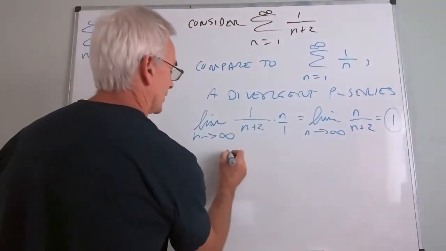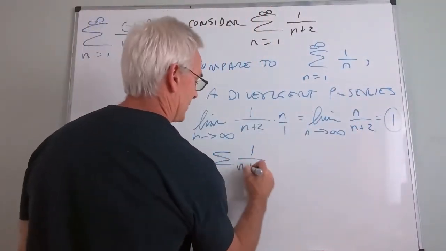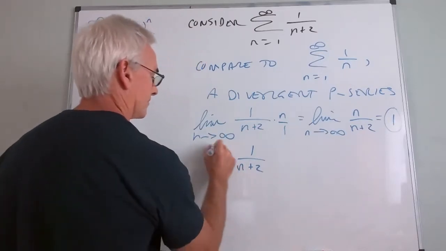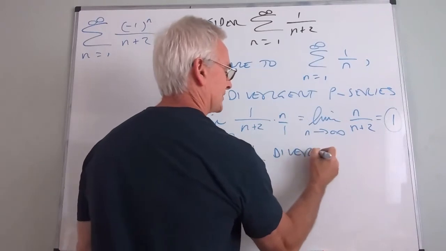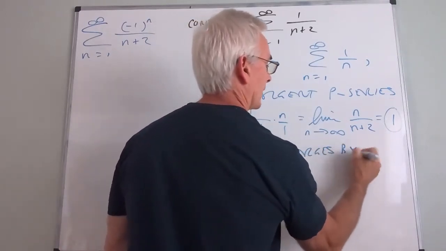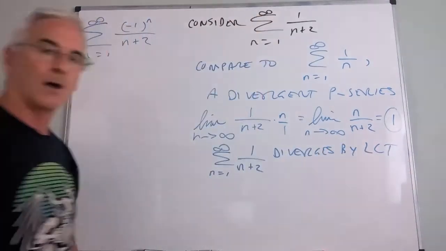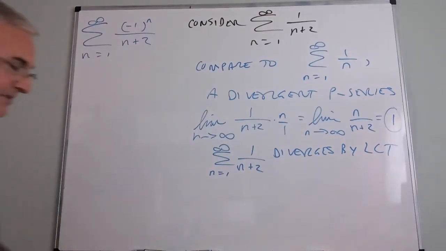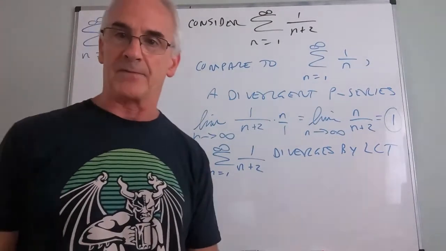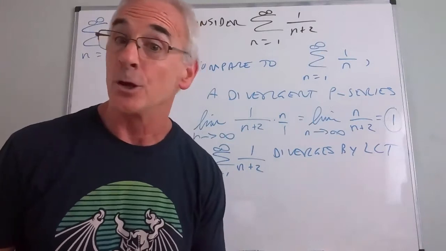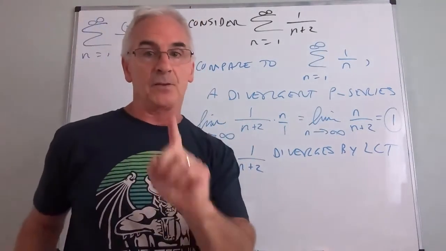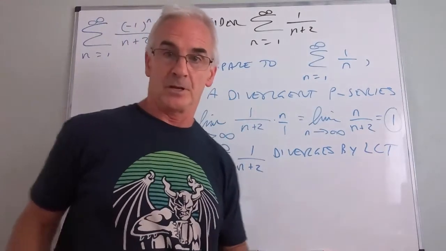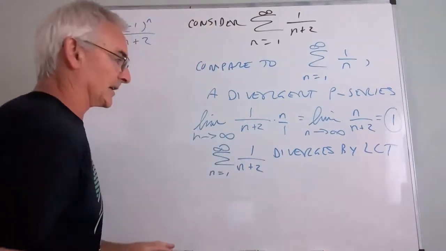I absolutely know that this guy diverges by the limit comparison test. Okay, we tested the non-alternating series. Oh darn, it diverged. Am I done? No, because of the alternating nature, I can still get conditional convergence. What do I have to do to get conditional convergence?